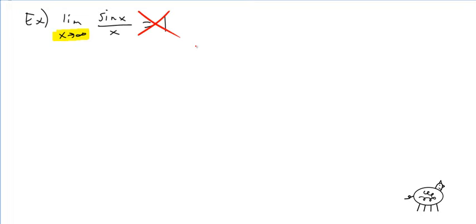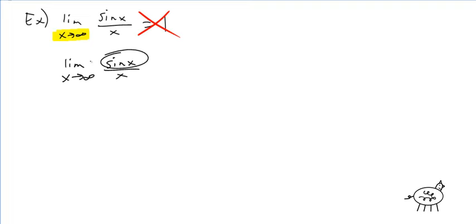What I want you guys to do is think logically a little bit. As opposed to even graphing this, what happens? Let me just write this problem over again. Limit as x approaches infinity of sine of x over x.